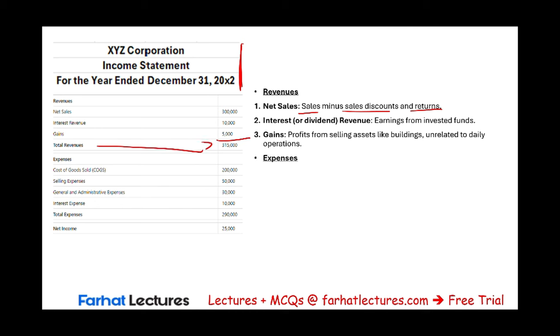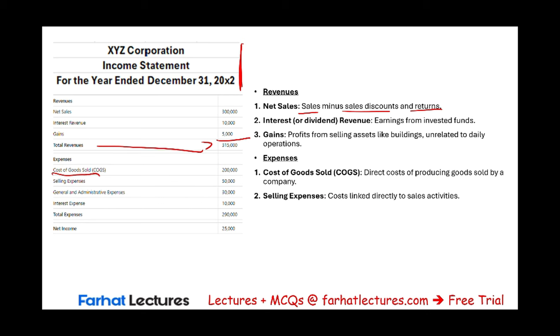Then we have a section for expenses, and we list all the expenses such as cost of goods sold, which is the cost of producing or buying the goods to be sold. Selling expenses, those are expenses linked directly to sales activities. General and administrative expenses, expenses that cover the company's overall overhead costs like rent and office supplies that serve the whole company. What's the difference between G&A and selling?